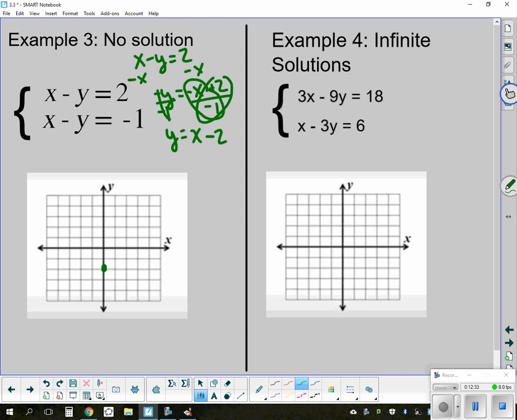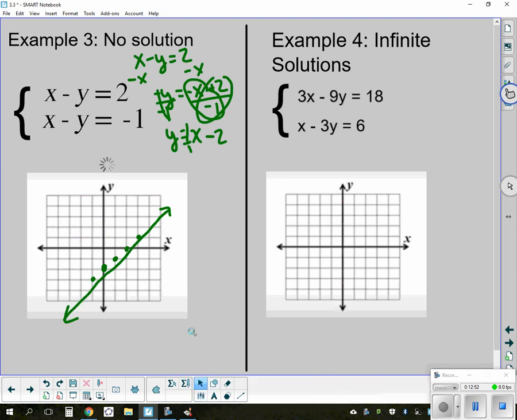The y-intercept is -2. What's my slope here? There's no number. I know that's an invisible 1. So 1 over 1. Up 1, right 1. Up 1, right 1. You could also go the other direction. Draw your line in. Oh my gosh, so bad.